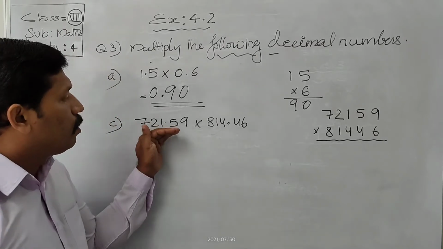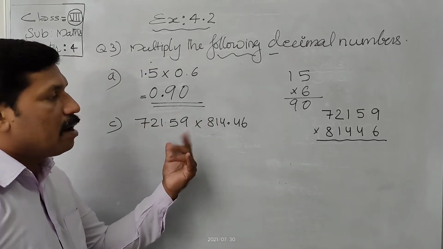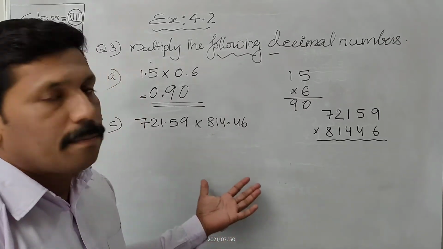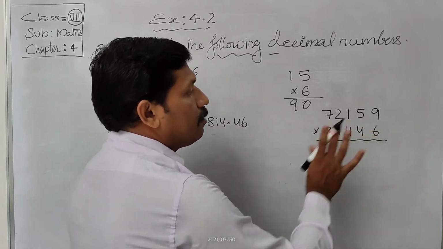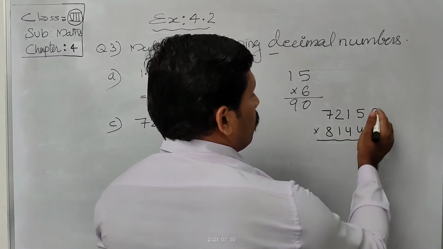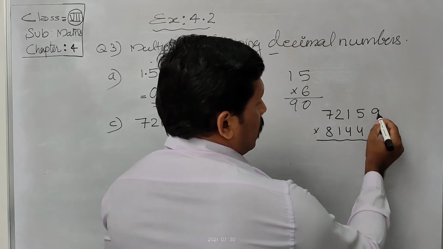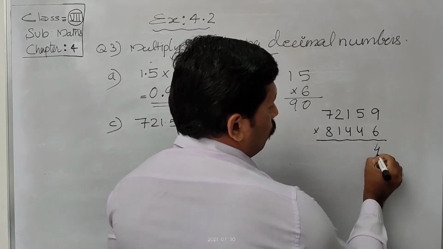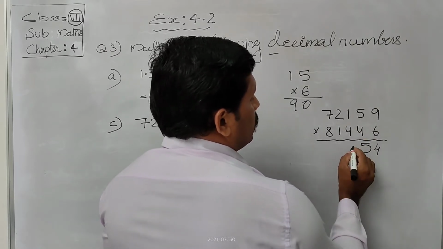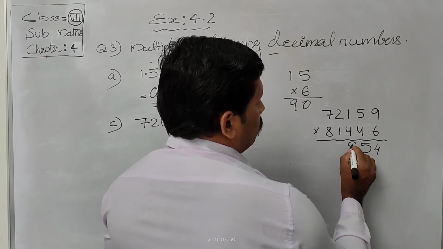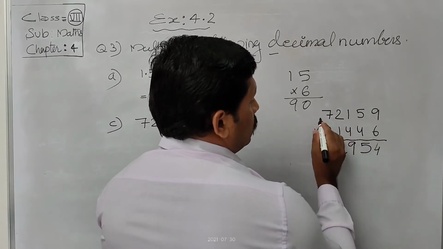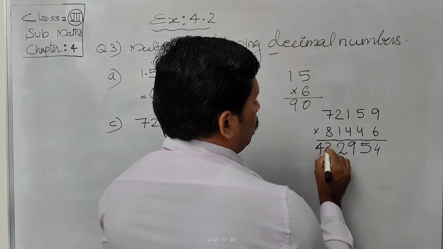Another question. Here both the multiplier and multiplicand have decimal places and it's a big number. So just to see how to multiply this number without the decimal point, I have written this number and I am going to multiply it. 9 6s are 54, 4 and carry 5. 1 6 is 6 plus 3, 9. 6 2s are 12, remainder 1. 6 7s are 42 plus 1, 43.